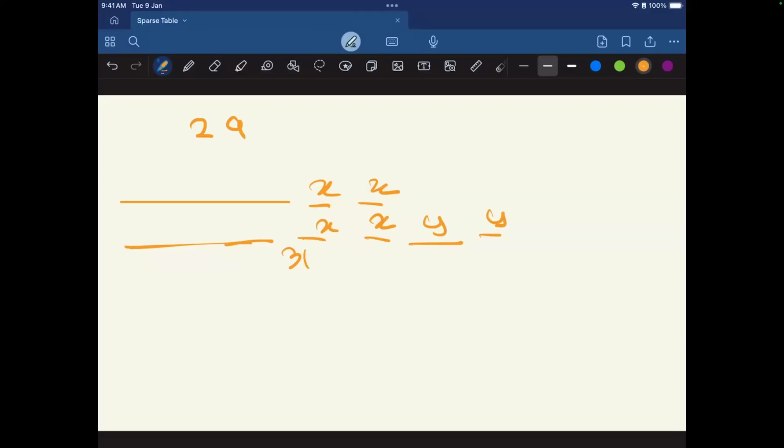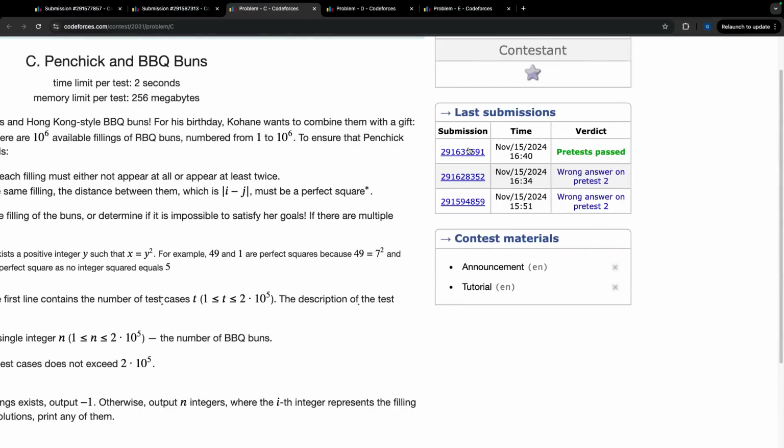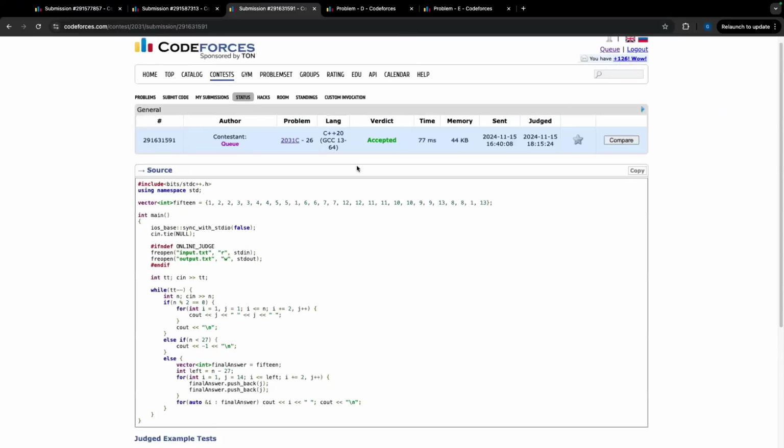If this much is clear for everyone, let me share the code of the same. That is more or less it, that is what you have to do. So let me show you the code.